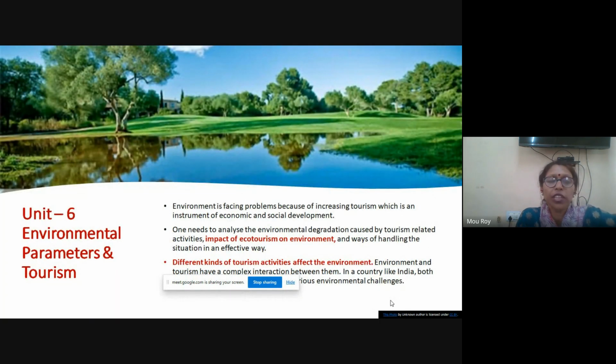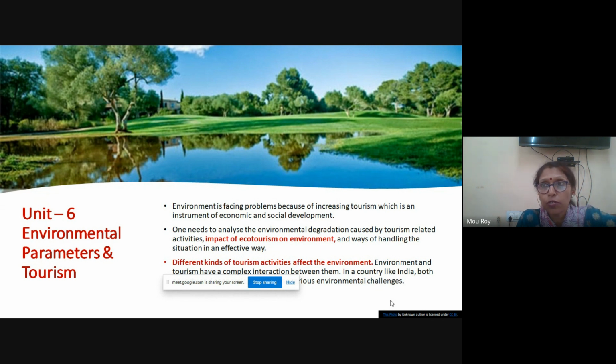Coming to Unit 6, that is environmental parameters and tourism. Environment is facing problems because of increasing tourism, which is an instrument of economic and social development. Previously I told you there are a lot of industries coming up, which are having an impact on the environment. But here we are talking about how tourism is interlinked with the environment.